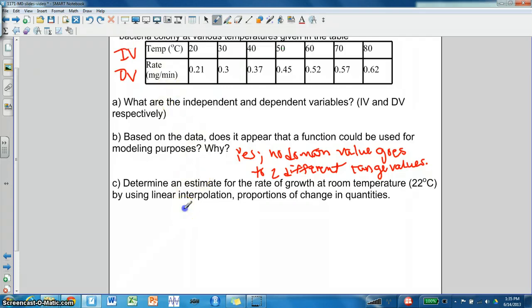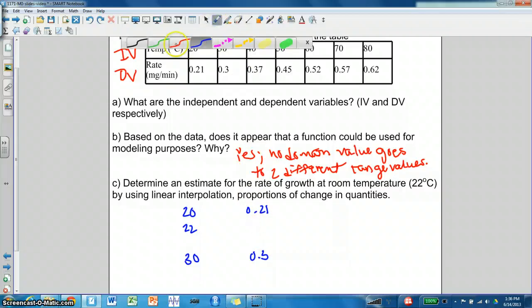Okay, so I know data at 20 degrees Celsius and at 30 degrees Celsius. Okay, at 20 degrees Celsius, it's growing at a rate of 0.21 milligrams per minute, and at 30 degrees, it's at 0.3 milligrams per minute. Okay, so at room temperature, well, 22 is going to be somewhere in between here. And actually, we don't know that value. That's what we want to determine.